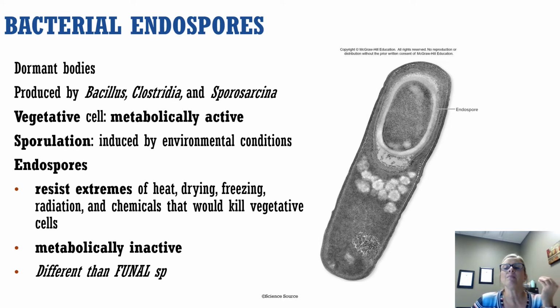So when the environment gets harsh, the bacterium can undergo sporulation, and that's going to cause the bacteria to form this spore, this endospore, and protect the bacteria from these harsh conditions. So it's almost kind of like hibernating, okay? And so they don't usually reproduce during this time. They can resist extreme heat, drying, freezing, radiation, or other chemicals that normally kill the cell. So it makes them very hard to kill.